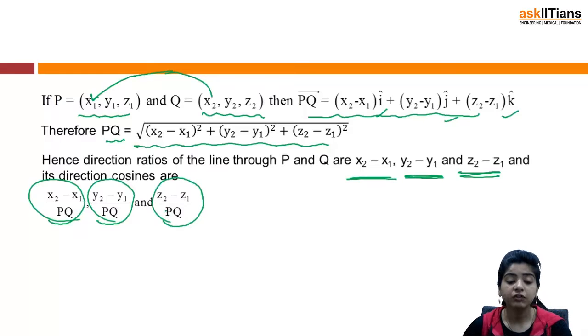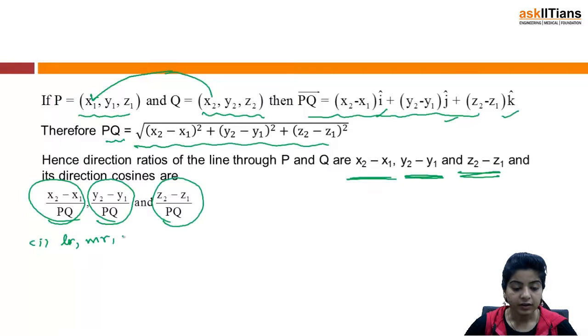In fact, here we shall also discuss some of the important properties of direction cosines and direction ratios. Okay. So lr, mr and nr are the projections of r on the x, y, z axes.